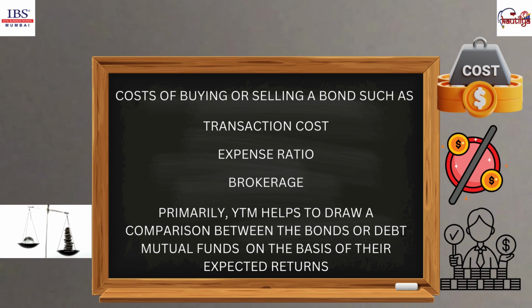Primarily, yield to maturity helps to draw a comparison between bonds or debt mutual funds on the basis of their expected returns. It also helps investors to understand how changes in the market conditions, with the rise and fall of interest rates, affect the debt portfolio as well.